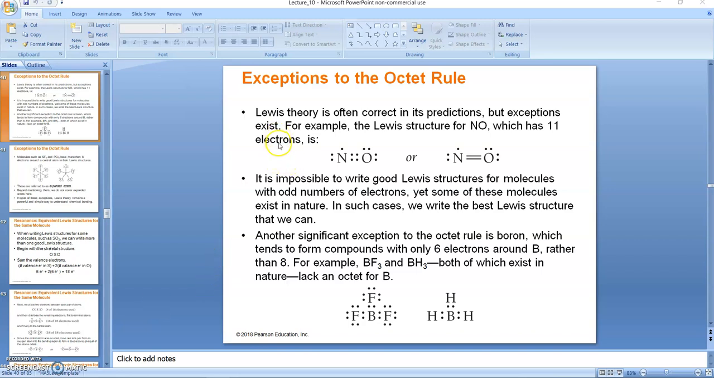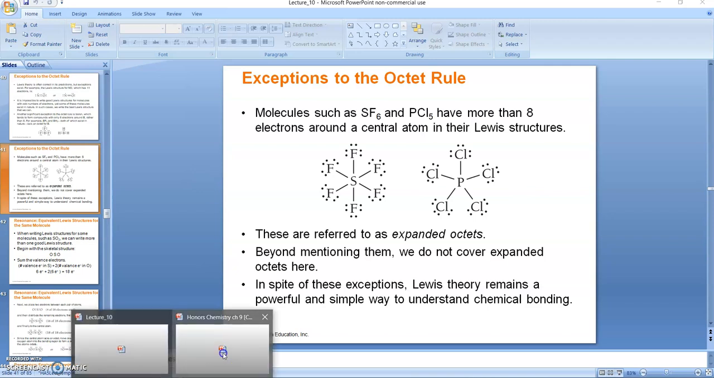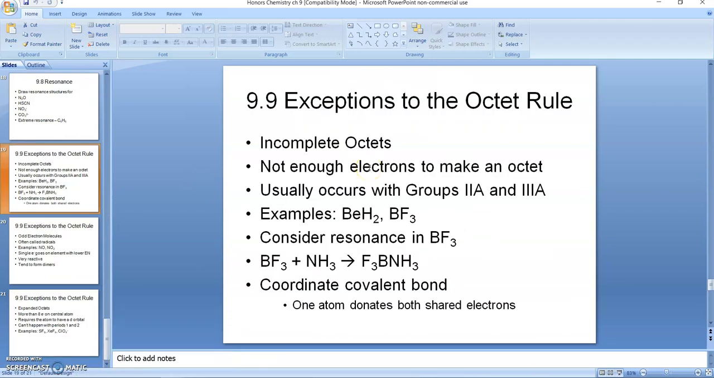The PowerPoint from the book has 2 slides on this, where they show the odd electron atoms, incomplete octets, and expanded octets. As usual, I hate what they do, so I'm going to show it to you my way. So, let's look at the 3 major exceptions to where the octet rule doesn't work.